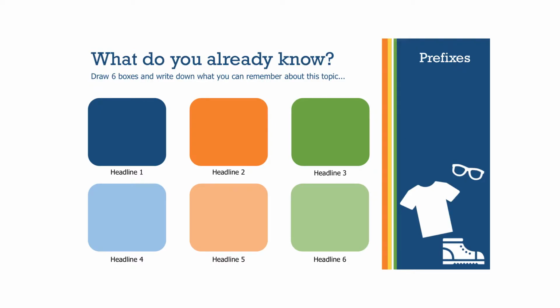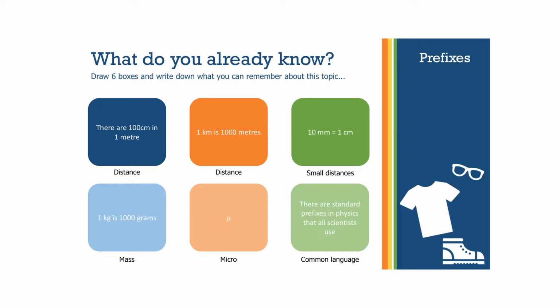So draw 6 blank boxes and write down what you can remember about this topic so far. To get you started, here is one from me. So I know that there's 100 centimetres in 1 metre. So think about other ones that you already know, and when you're ready, press play to continue. Okay, hopefully you've given that a go.